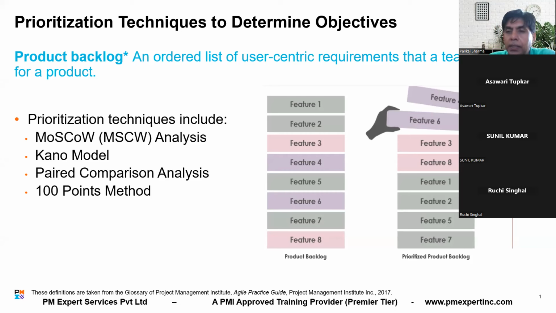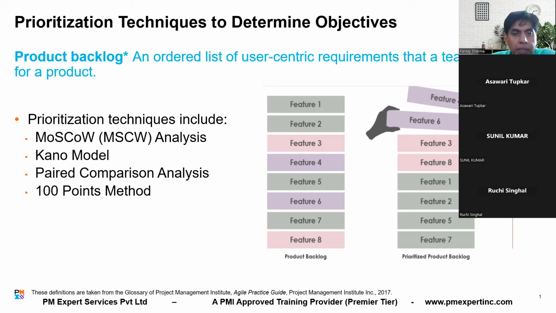Right, guys? So there are various techniques available to prioritize the product backlog, such as the MoSCoW technique, the KANO model, the paired comparison method, and the 100-point or $100 method. And there is another technique called weighted shortest job first, right? So we'll go through all these techniques.